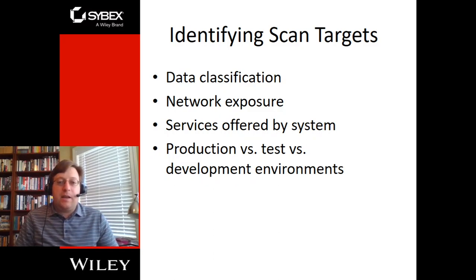Network exposure is the same sort of thing. If you have something on an internal network and only accessible from there, that's going to be really different than something with public-facing IP addresses, which would be easier to compromise or easier for bad actors to scan. Services offered by the system refers to whether the system where the data resides is also running, say, an FTP site or a web server. Generally, if a computer offers a higher number of services, each one of those is a potential vulnerability. So that's something to keep in mind as well.